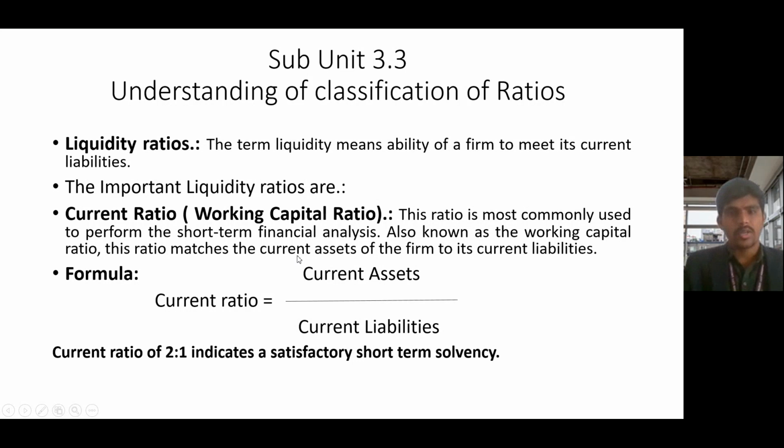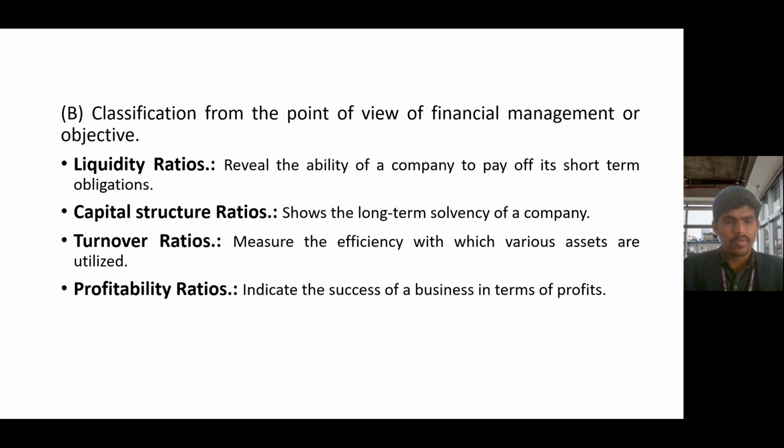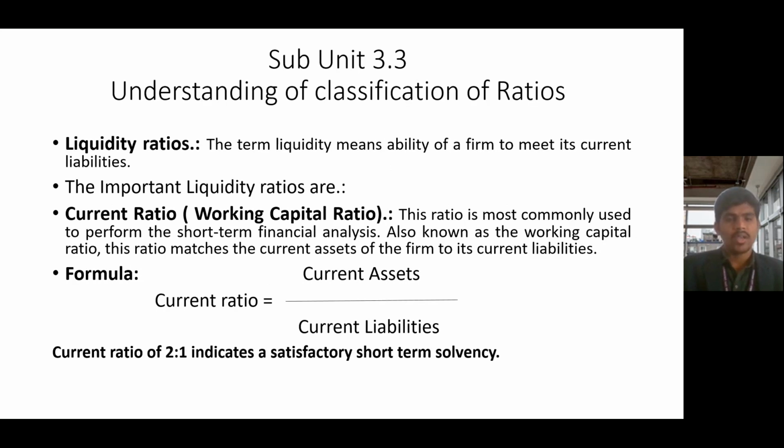Subunit 3.3 covers the understanding of classification of ratios. You have seen in the previous class that there are many ratios, classified on the basis of the objective of financial management. There are four classifications: liquidity ratio, capital structure ratio, turnover ratios, and profitability ratios. Let us understand what is there in the liquidity ratios.